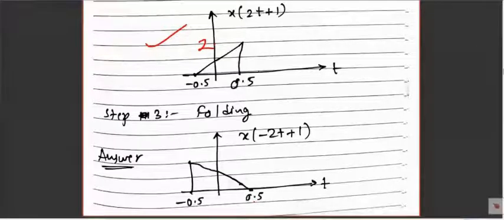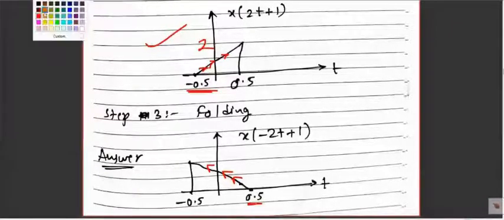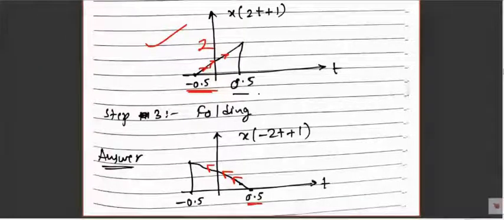Now my signal is increasing here. So the folding of this is this. Minus 0.5 has become 0.5, and your 0.5 has become minus 0.5. The signal was increasing from minus 0.5 to 0.5, so here it will increase from 0.5 to minus 0.5, and the amplitude remains the same, 2. So this is the answer for this signal.